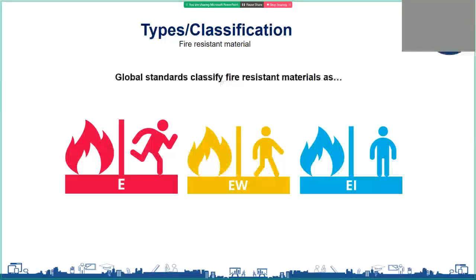Coming to integrity, E. To classify a fire-rated material as integrity, it has to satisfy the basic criteria: when this material is subjected to fire, it should remain stable, it should not develop any cracks or openings, and it should completely contain fire and smoke inside the point of origin. So an integrity-rated material should contain flames and smoke, and it should not develop any cracks or openings. This is what we call integrity.